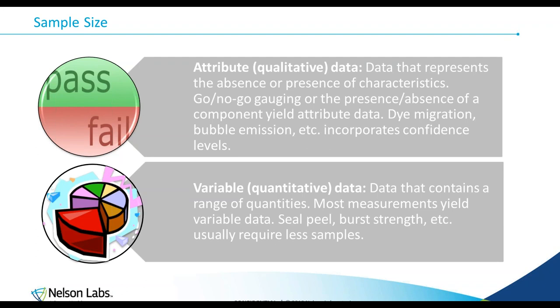What do we mean by this? Attribute is data that represents samples that cannot be evaluated with data. For example, if you're doing a bubble leak test, it's a pass-fail test only. There's no data associated with it. Where variable has data associated with it, such as a seal-peel test, where you can measure the exact force that a seal can take.